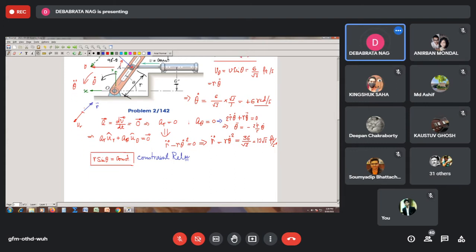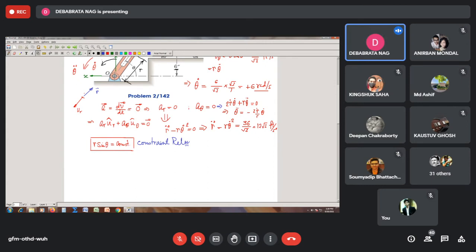For example, I can start differentiating this equation with respect to time, noting the fact that both r and theta are functions of time. So I can differentiate this and get the relation. If I differentiate, it will be r dot sin theta, correct? Then we have plus r theta dot cos theta, and this will be equal to 0.